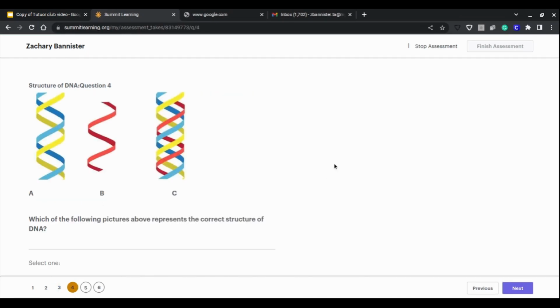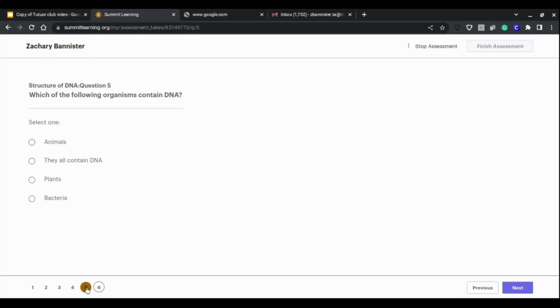Okay, what do the following pictures represent? It's the correct structure. Well, first we know it's not going to be B here. This only has one strand. Remember, double helix. It's definitely not going to be C. True, that's three lines, not double being two. It's going to be A for double helix.